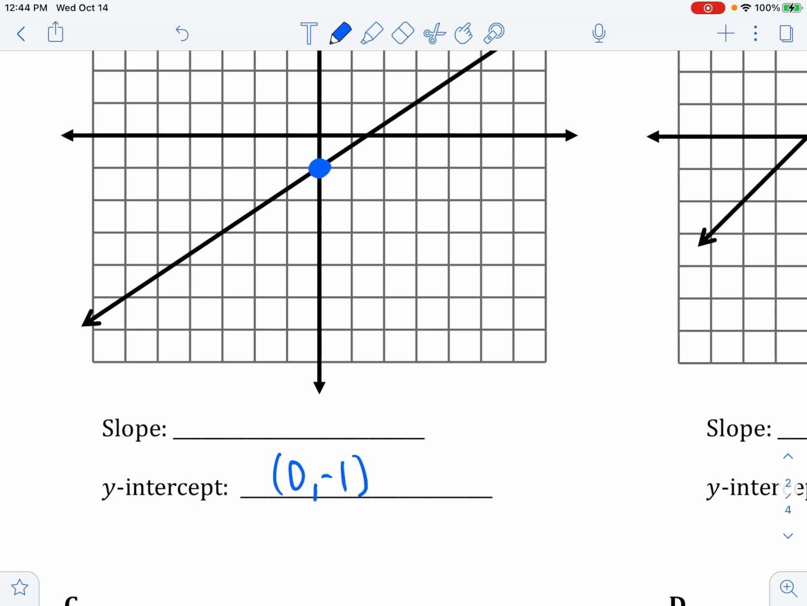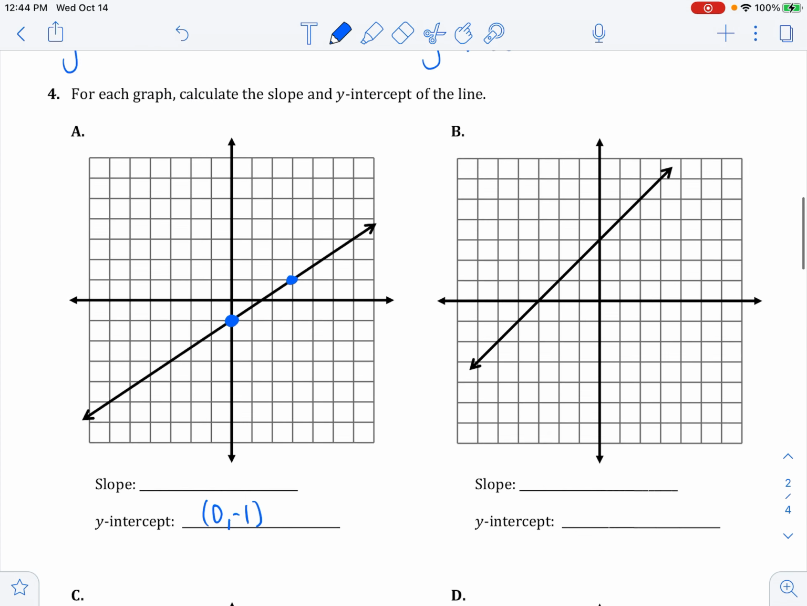So now I need to find the slope. In order to find the slope, I need to find another point that I know is on the line. So I don't want to pick this point because I don't know where it is. I don't want to pick this point because I don't know where it is. I'm going to pick this point right here. And I like to pick a point to the right. It's just my personal preference.